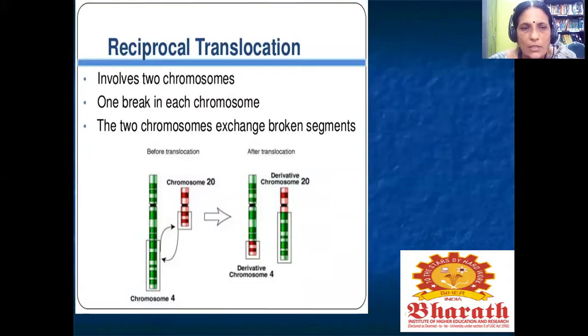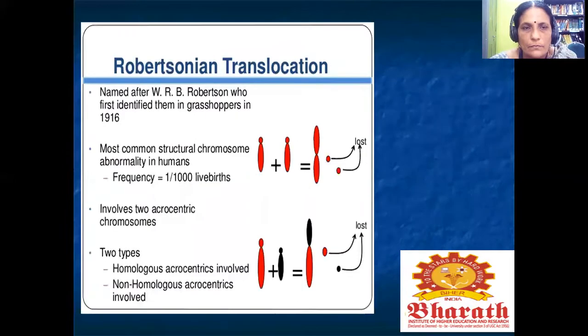The reciprocal translocation involves two chromosomes, with one break in each chromosome. The two chromosomes exchange the broken segments. Here we see chromosome 4 and chromosome 20. Before translocation, you see the picture. After translocation, the green and red parts form a derivative chromosome 4 and a derivative chromosome 20.